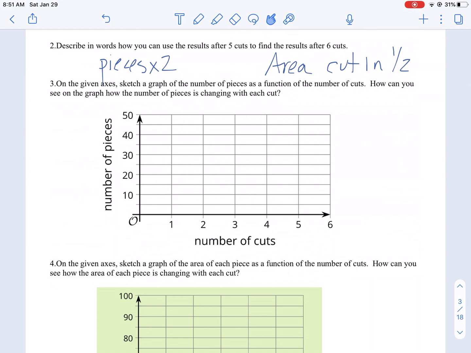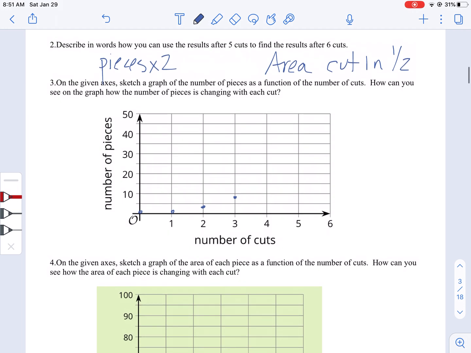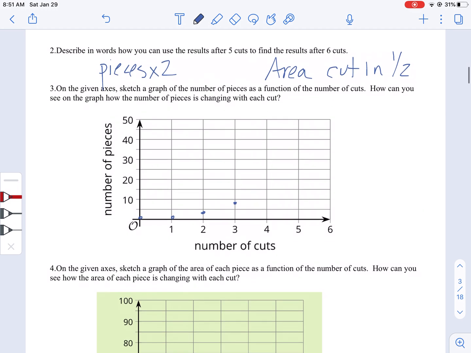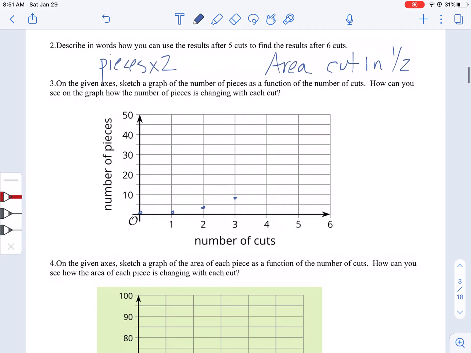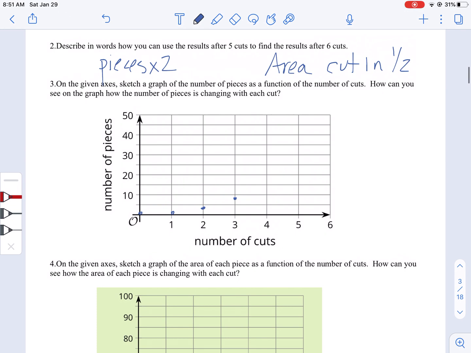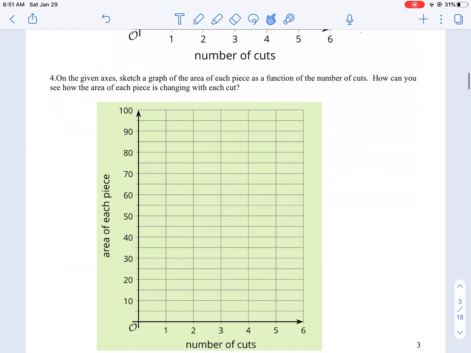On the axis, sketch the number of cuts for pieces. So at 0, we had 1 piece. At 1 cut, there was 2. Then it went to 4, 8, 16, 32, and then it would go up to 64. This is reminding me of last chapter a little bit, an exponential.